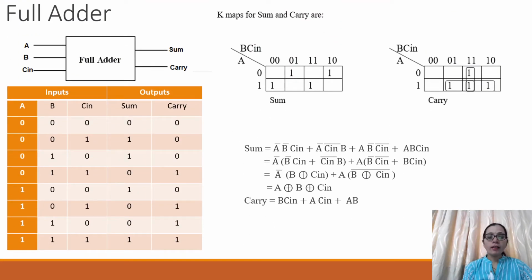So after studying the half adder, next we will design the full adder. Half adder is used to add only 2 bits, whereas full adder also considers the previous carry, and hence 3 bits are added and the name is full adder.